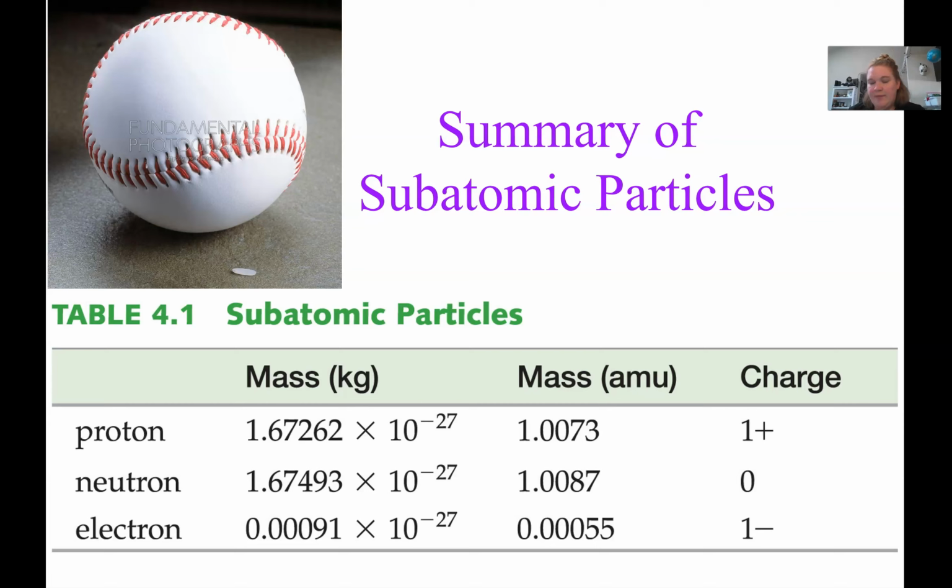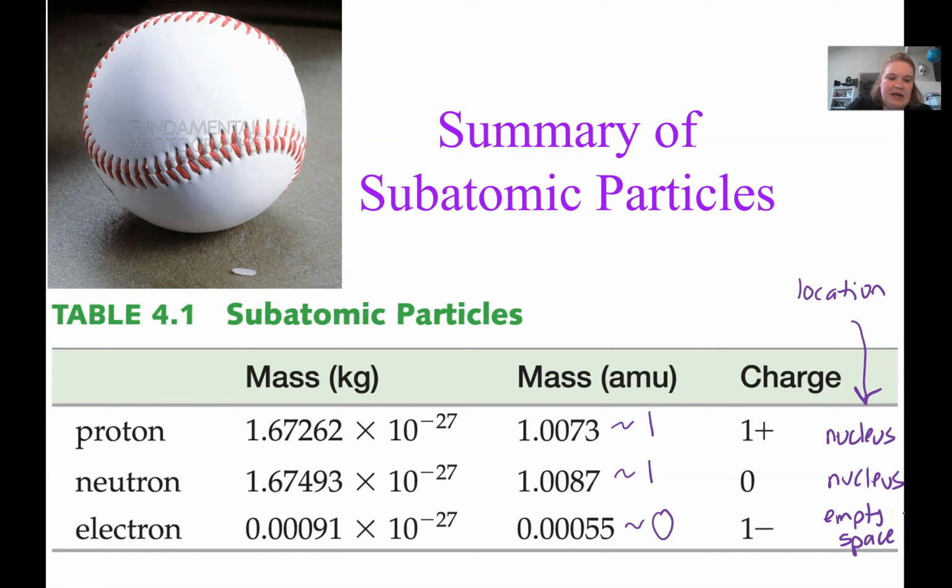So here's our little summary table on our subatomic particles. We have our proton, our neutron, our electron. We have their mass in kilograms. We have their mass in AMUs, and we even just approximate these to say that a proton weighs 1, a neutron weighs 1, and an electron weighs 0. We have their charges, and then I'm going to add a couple extra pieces of information. We want to know their location. We know that the proton and the neutron are both in the nucleus, and the electron is in that empty space.